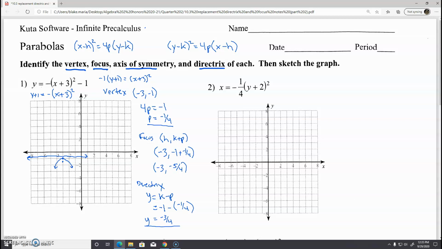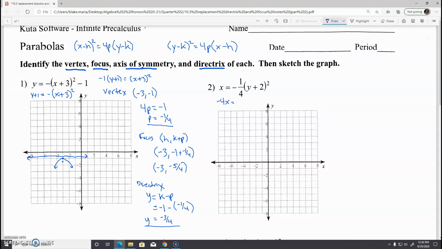All right, next one. Here, again, you see your y squared, so we want to make it look like this. The only thing standing in our way is that negative 1/4 right now. So I'm going to multiply this side by negative 4 to get rid of it, which means I have to multiply this side by negative 4. So we'll have negative 4x. Negative 1/4 times negative 4 gets you positive 1, and then you'll have y plus 2 squared. So we got it in our format.